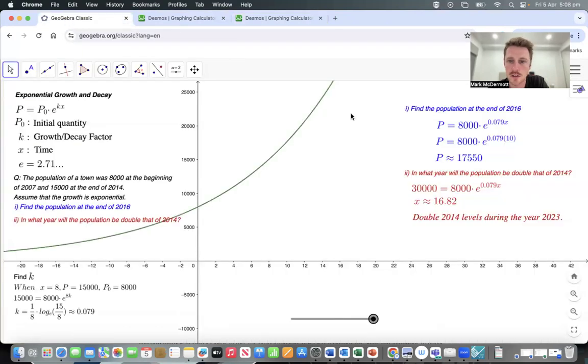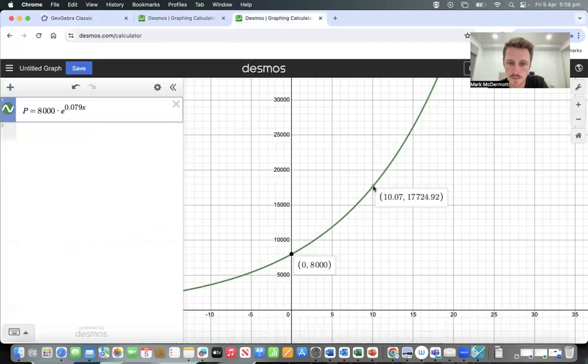We said that after 10 years, it'll be 17,550. So let's find that. So yeah, close enough. Again, that's just going to be a rounding situation there, but you can see how this curve sort of works, and this is a classic example of exponential growth.